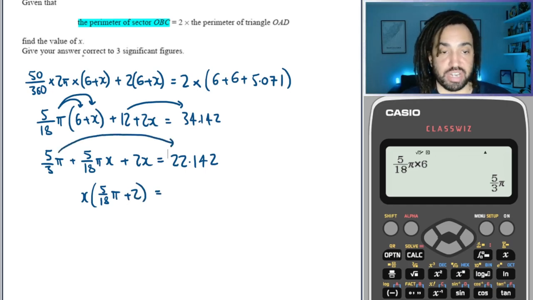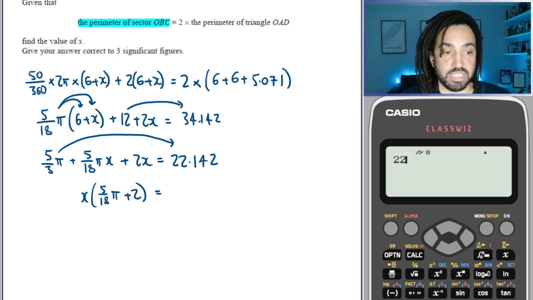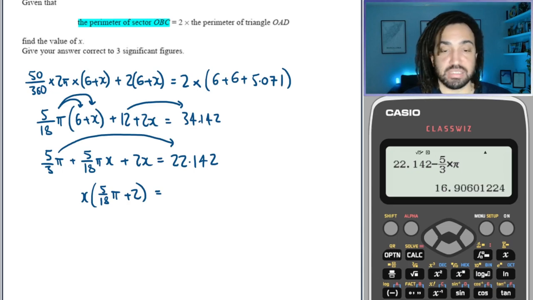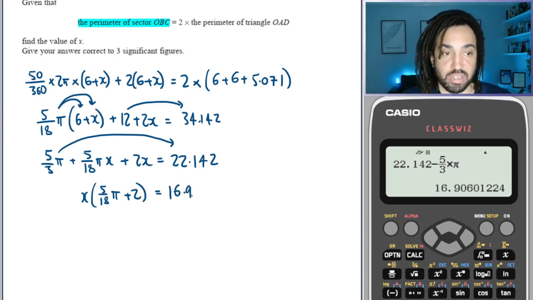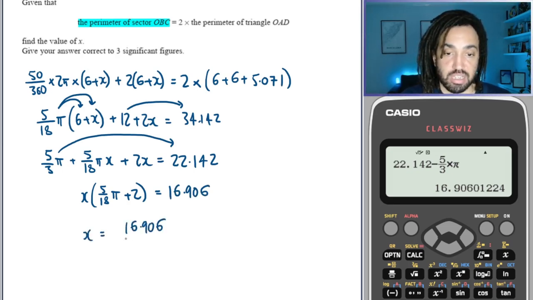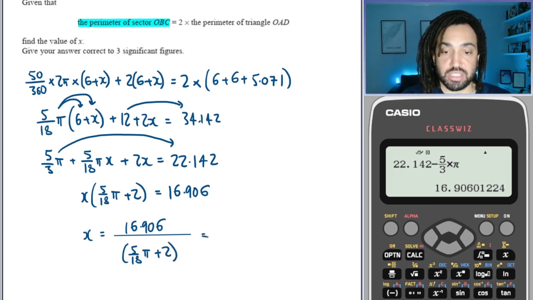Then what we're going to do is move this to that side, and we're going to obviously subtract it in order to do that. So it's 22.142 minus the 5 over 3 pi, and that gives us 16.906. And then finally we can just divide through by this factor. We can do that all on our calculator. So I think this is probably the most efficient way of doing this. Real nasty question, but hey ho.